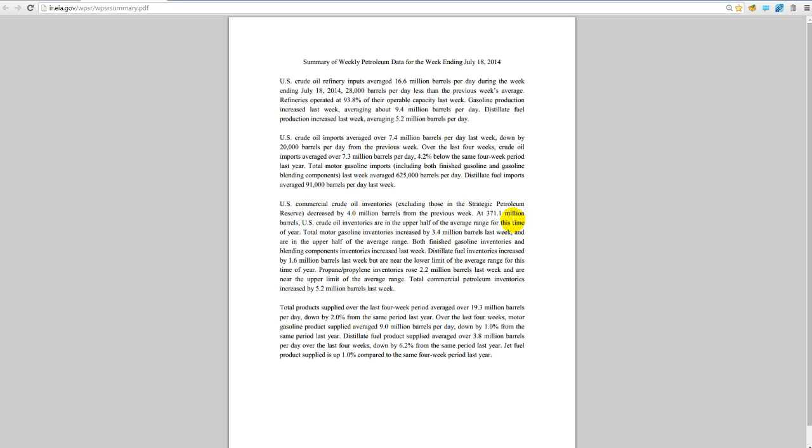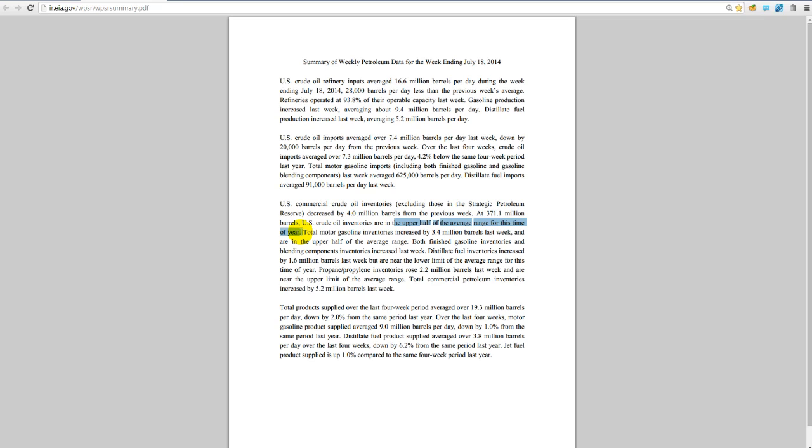And if you just read this report, try to not get all financial and all that. But at 371 million barrels, crude oil inventories are in the upper half of the average range for this time of year. So what they do, they're looking at the seasonal analysis. Where is oil on average at this time of year? So on July 21st, where is oil usually at? Well, okay, wait a minute. It's in the upper half.